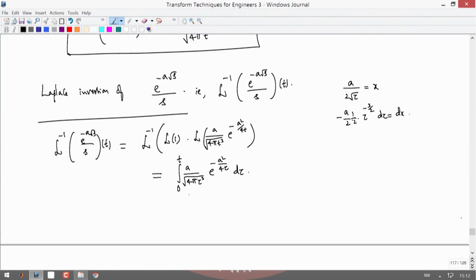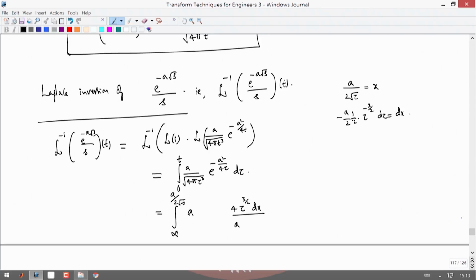So, if you use this, what you get is: if you put 0, this is going to be infinity, and if you put tau equal to 0, x is infinity, and you put this one, this is going to be a divided by 2 root t. That is, d tau is dx by 4 dx by a times tau power 3 by 2 dx. That is what you have.